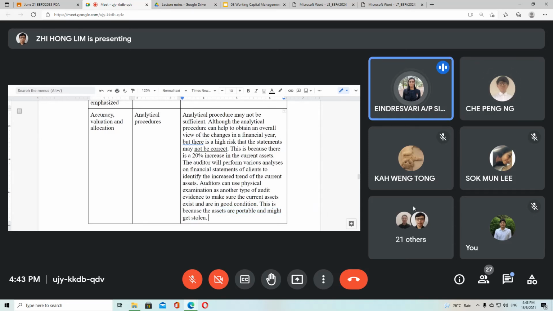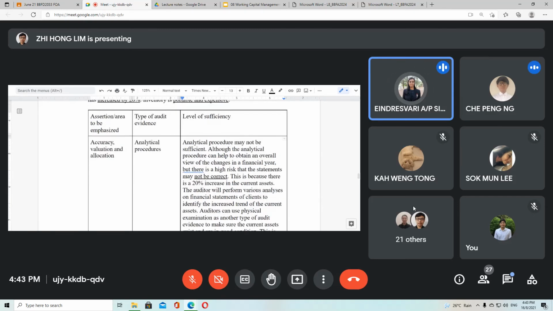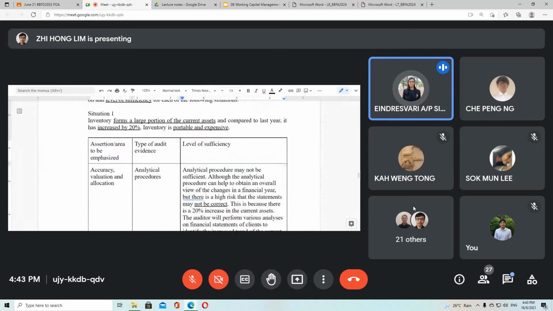So basically, the assertion here is existence, not accuracy. They say 20%, scroll up. The asset is portable, expensive, right? And the asset increased by 20%. So there is a risk that the asset may actually not exist in the company. You may have purchased it, but the asset may not exist in the company. So that's why you will need to do analytical procedures, and you need to do physical inspection.